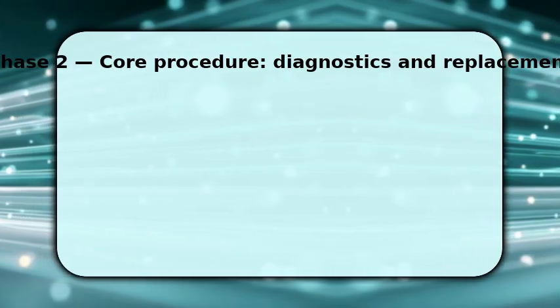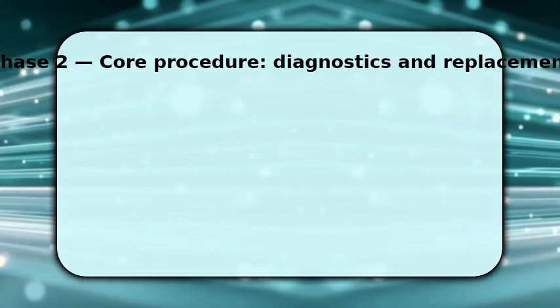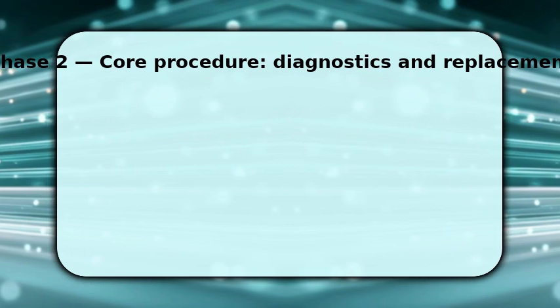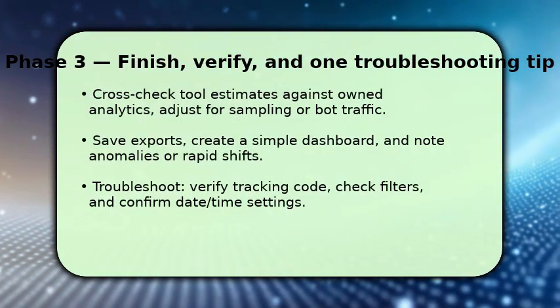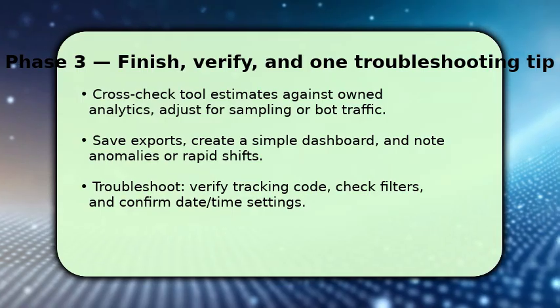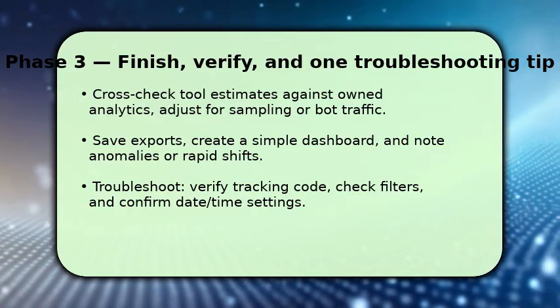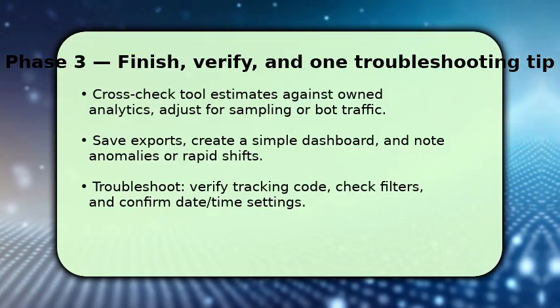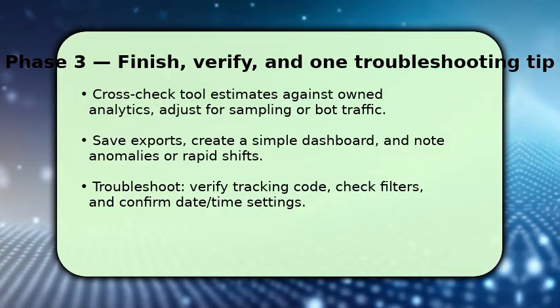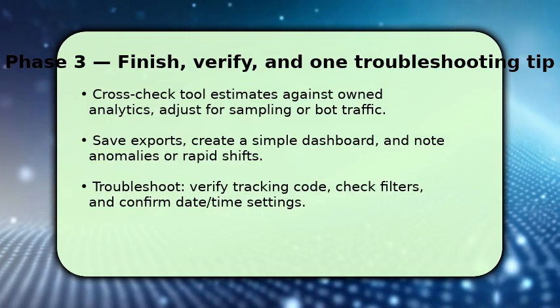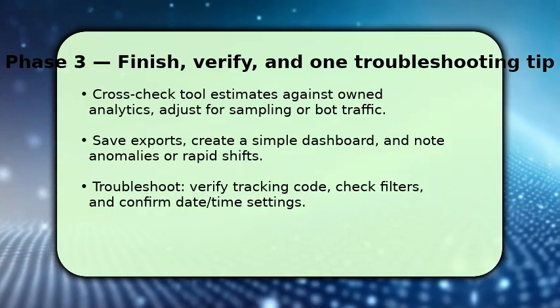Once done, compare tool outputs to reconcile differences and finish by consolidating findings. Combine tool estimates, and if you own the site, verify numbers against Google Analytics for accuracy. Explain why. Third-party tools estimate differently and own data is the source of truth. Save CSV exports and build a small dashboard to track trends.